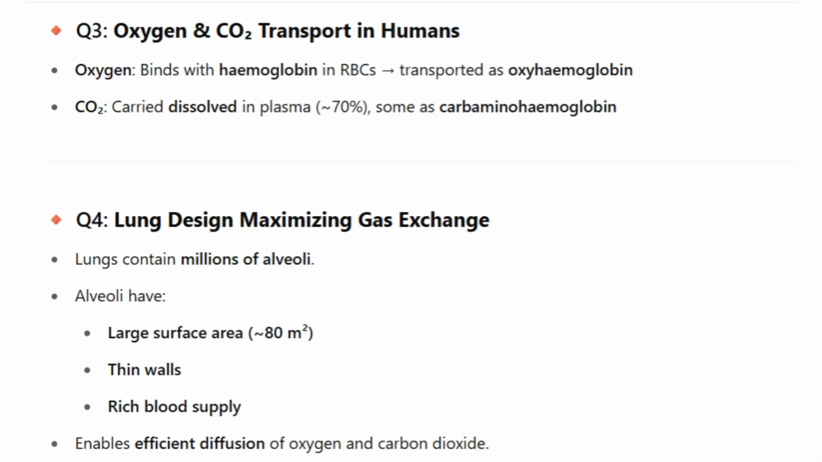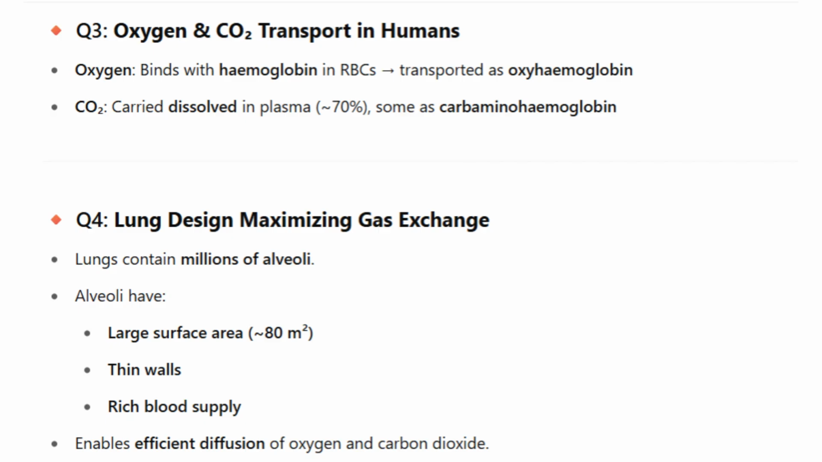Q3. Oxygen and CO2 transport in humans. Oxygen binds with hemoglobin in RBCs and is transported as oxyhemoglobin. CO2 is carried dissolved in plasma, 70%, and some as carbaminohemoglobin.